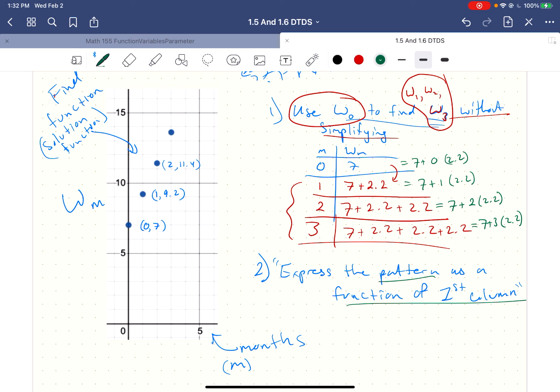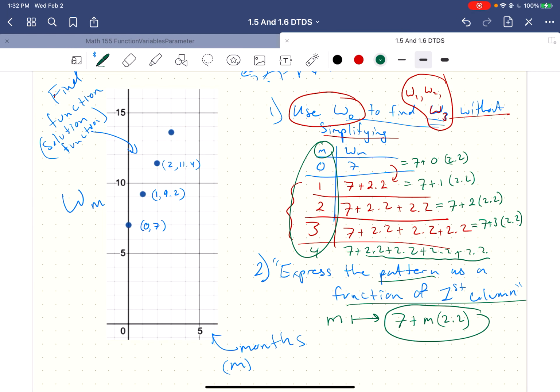Okay, so hopefully you see that if you give me an m, so if you give me a number over here, which I'm calling m, then my output is going to be 7 plus m times 2.2. Okay, right? If I had a 4, I'm going to do 7 plus 2.2 plus 2.2 plus 2.2 plus 2.2. So I've added 2.2 4 times. This is the same as 7 plus 4 times 2.2. Okay, and this right here, this is the function that's graphed. This is my solution function.